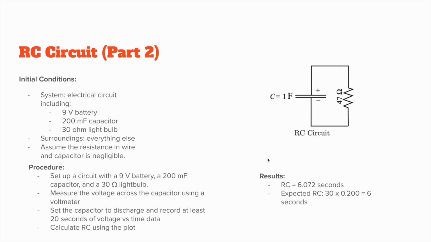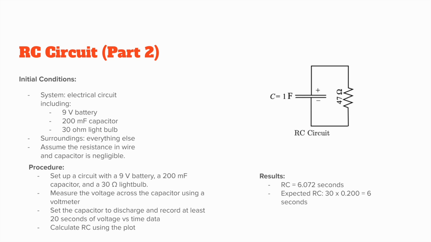For the main part of the lab, the RC circuit measuring voltage versus time, we built a circuit with a 9 volt battery, a 200 millifarad capacitor, and a 30 ohm light bulb. This is the main system, and the surroundings are everything else, and we're assuming that the resistance in the wire and capacitor is negligible. We measured the voltage across the capacitor using a voltmeter, set it to discharge, and recorded at least 20 seconds of voltage versus time data.